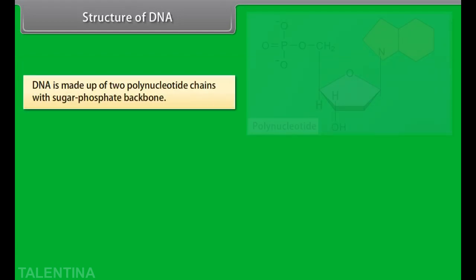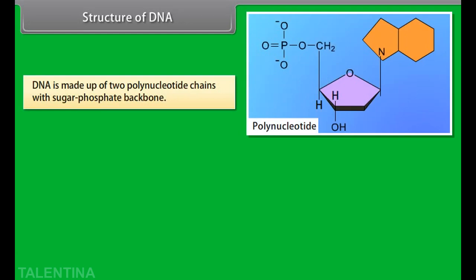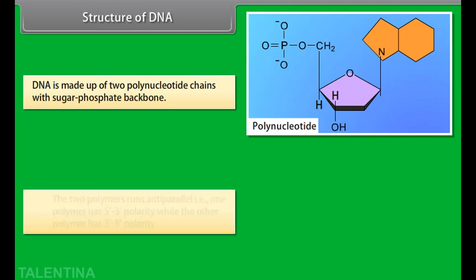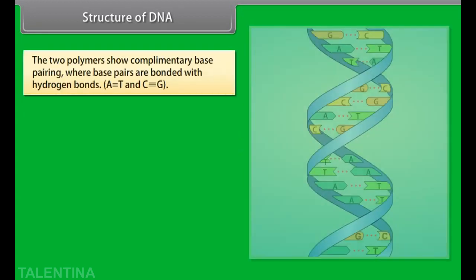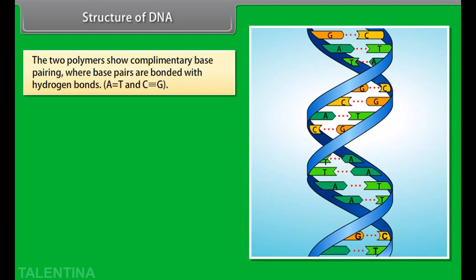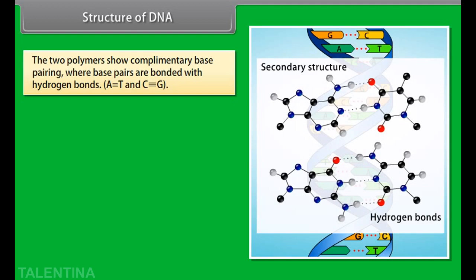Structure of DNA. DNA is made up of 2 polynucleotide chains with sugar-phosphate backbone. The 2 polymers run anti-parallel, that is, one polymer has 5' to 3' polarity, while the other polymer has 3' to 5' polarity. The 2 polymers show complementary base pairing, where base pairs are bonded with hydrogen bonds.